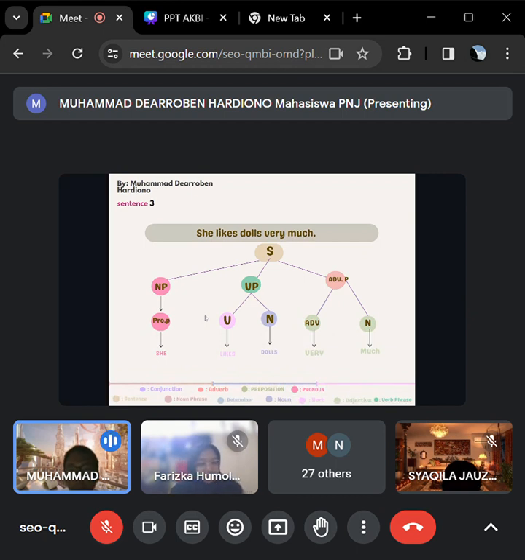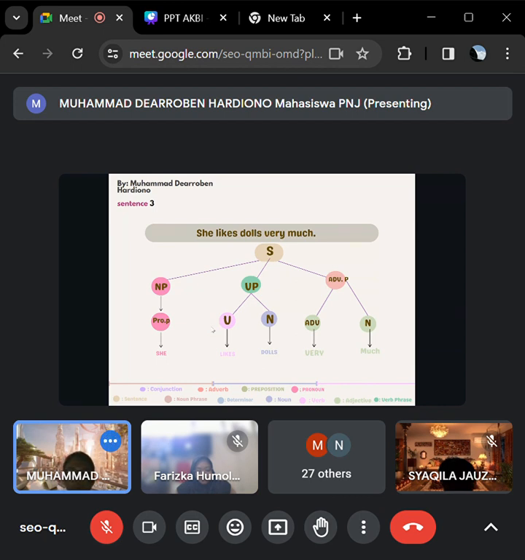The next, the third sentence, she likes dolls very much. This sentence is symbolized by S and consists of three elements, noun phrase, verb phrase, and adverb phrase. The first element, noun phrase, contains the pronoun she, which refers to the female subject.